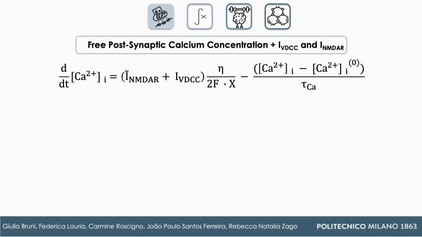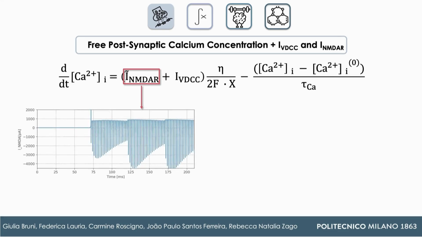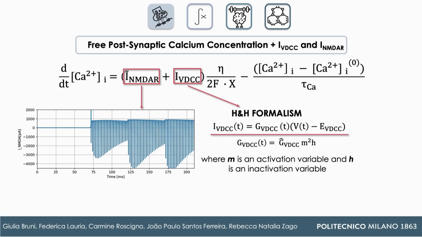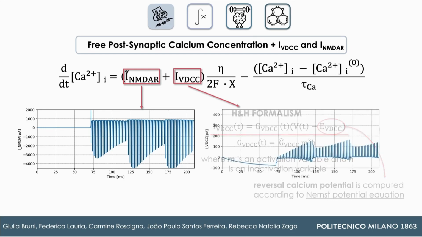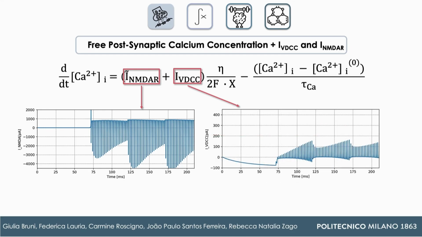Modeling the two currents, I_NMDAR and I_VDCC, was our main focus during the implementation of the calcium concentration expression. The I_NMDAR current equations were already accounted for in the Hill-Tononi model. This was the reason for our choice. This current and its related conductance change according to the incoming neuron spike. Then, we modeled the I_VDCC according to the Hodgkin and Huxley formalism, as suggested by Kindem et al. Here, the calcium reversal potential was computed using the Nernst potential equation. I_VDCC equations were included in our neuron model as well.